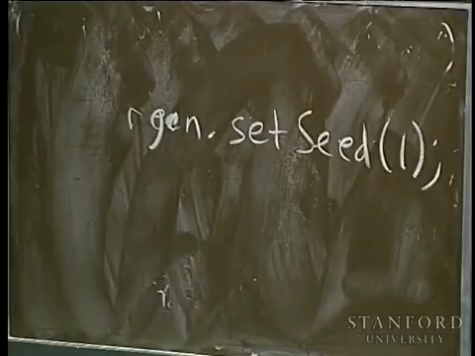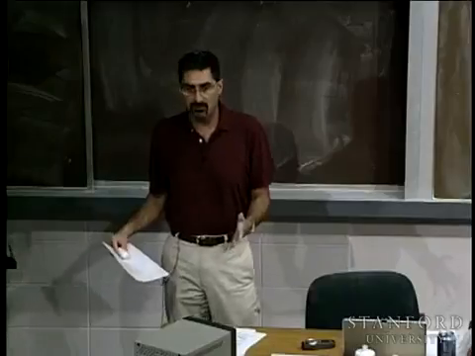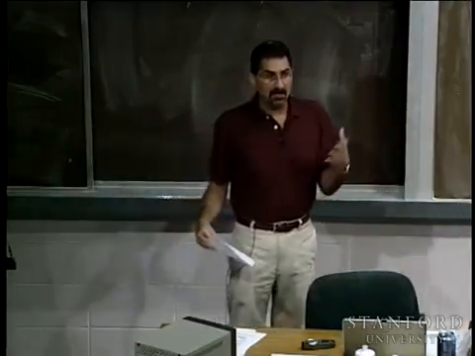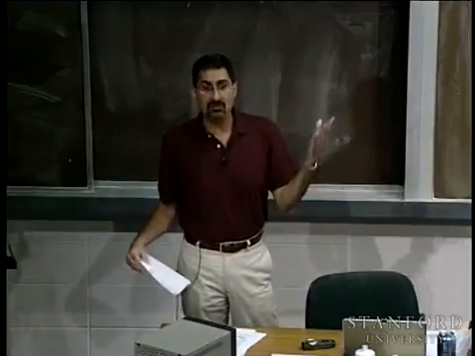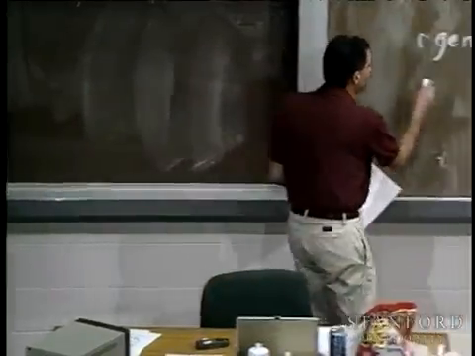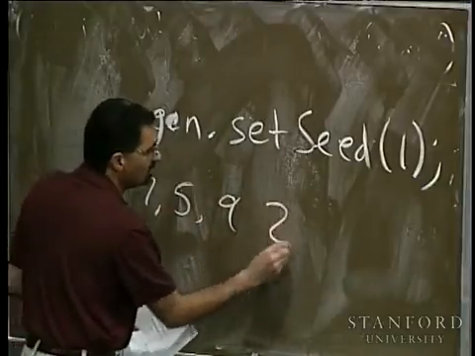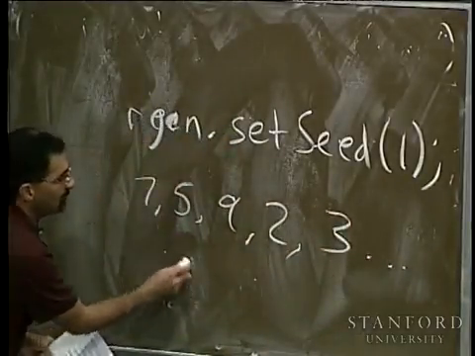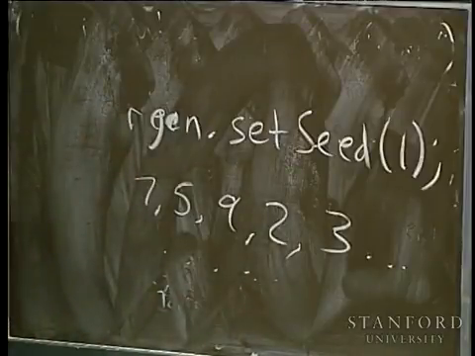You do this somewhere at the beginning of your program, and all the random numbers you generate in each run of your program will be the same set. You won't always get the same random number each time you call next random. What you'll get is the same random sequence. So if you happen to get the sequence 7, 5, then 9, 2, 3, whatever, the next time you run your program, you'll get the same sequence, and that makes it much easier for debugging.